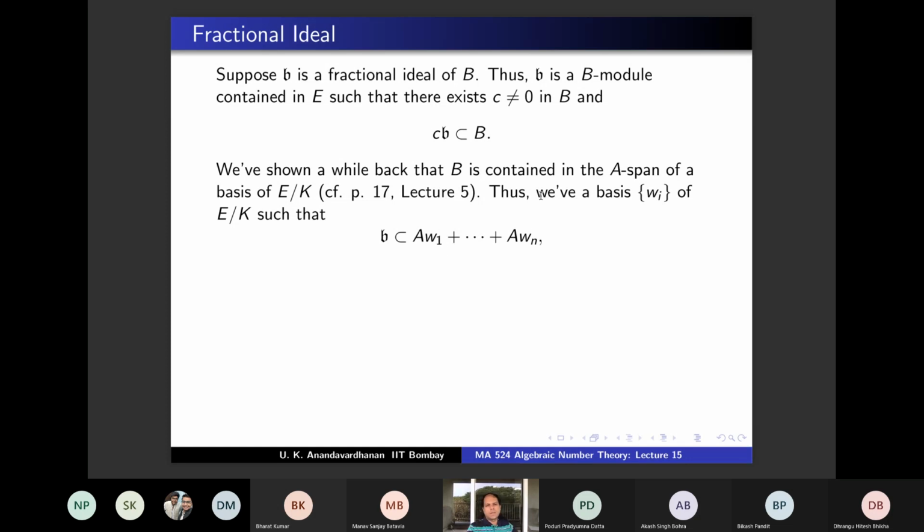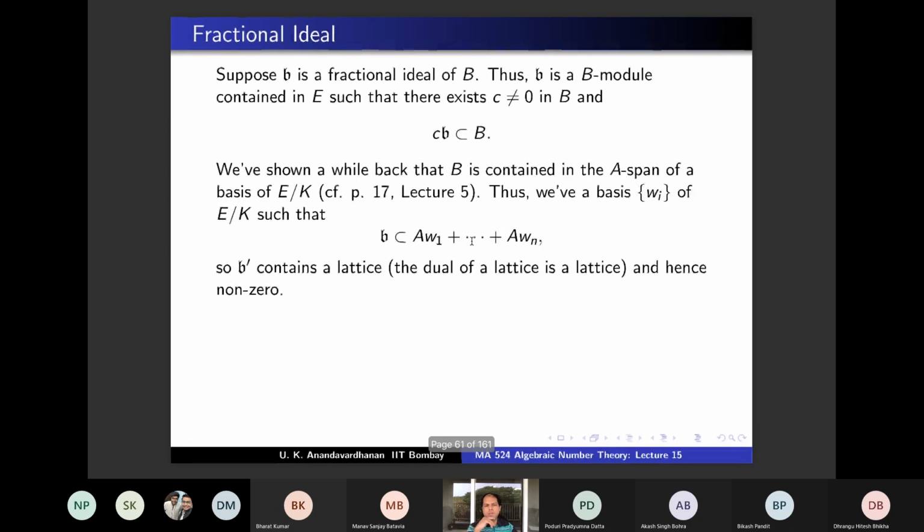So B is contained in this, and therefore if you take the dual of this, right? If M is contained in L, then L prime is contained in M prime. So the dual of this is contained in B prime. So B prime contains a lattice, right? The dual of this is another lattice. We just showed that the dual of a lattice is a lattice. So B prime contains a lattice, and in particular B prime is non-zero. So this answers your question. In some interesting cases, we know it is non-zero. Okay, so B prime is non-zero. And we are going to show that B prime is also a fractional ideal.